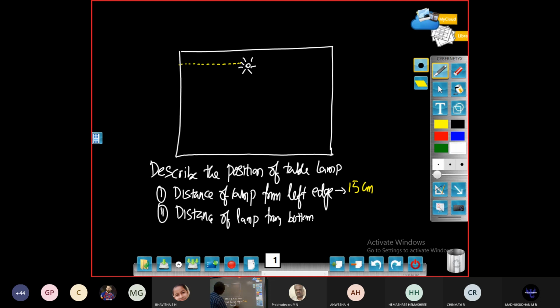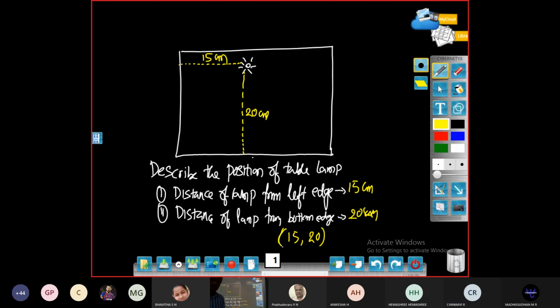It cannot be bottom there, or nearer to you. Maybe sitting here, you can say from your side. So I will take this as some 20 centimeter. So from here, this is 15 centimeter and this is 20 centimeter. Now you have to represent this position. So let us represent this in the ordered way. How you are going to write? 15 comma 20. Is it clear?